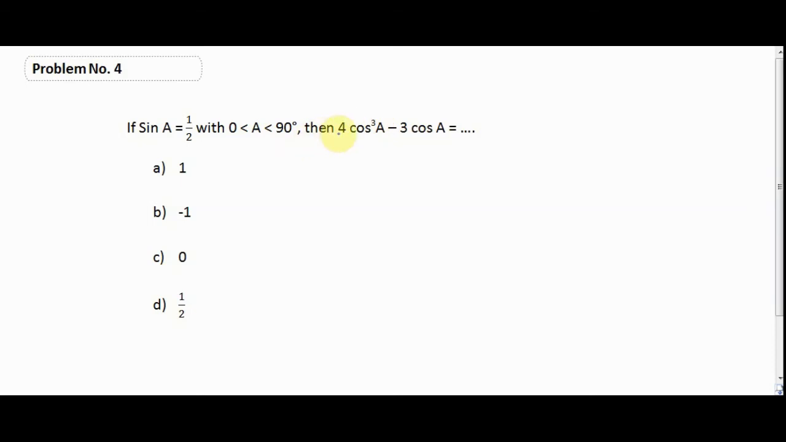Here we are asked to calculate the value of 4 cos cubed A minus 3 cos A, and it is also given that sin A is equal to 1 by 2. So sin A is equal to 1 by 2, that is the hint given, and it is also given that A is belonging to the interval 0 to 90 degree. So the value of A within the range 0 degree to 90 degree, which gives us a value of sin A equal to 1 by 2, is nothing but A equal to 30 degree. So when A is equal to 30 degree, we will get sin A equal to 1 by 2. Now we know that A is equal to 30 degree.